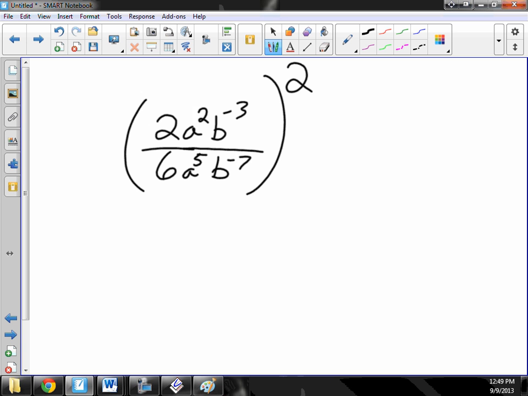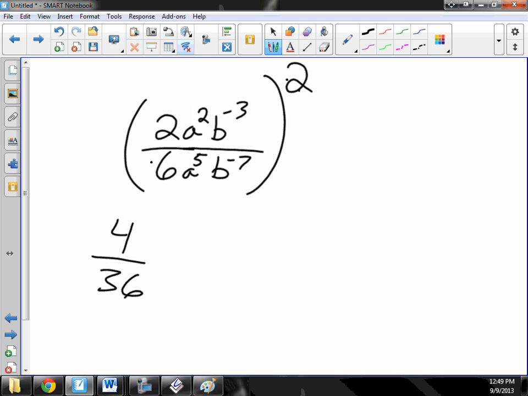What should we do first? There are actually lots of ways to figure this one out. Some are faster than others. So move those negatives, or do the squared on the outside. Okay. So 2 to the 2nd is 4. 6 to the 2nd is 36.